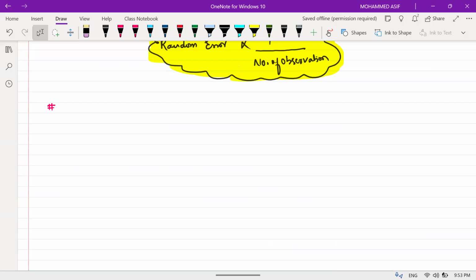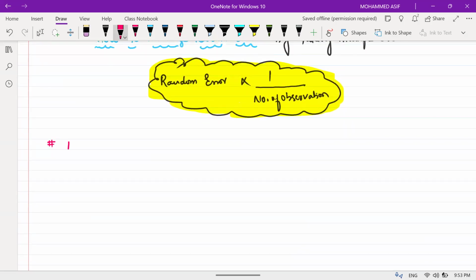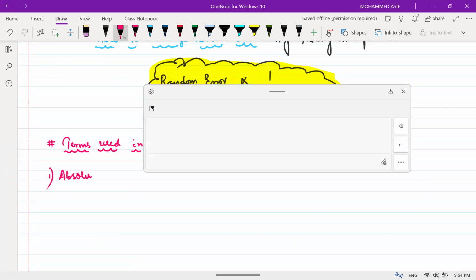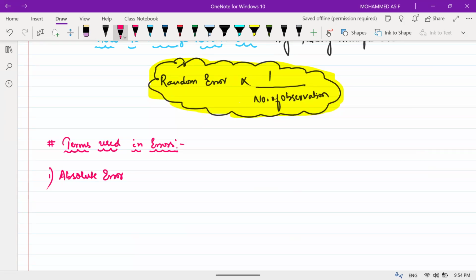Next heading is terms used in errors. Okay. First one is absolute error.